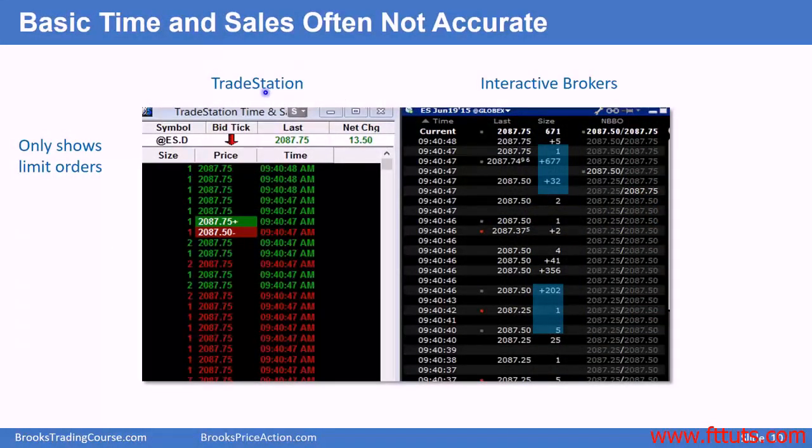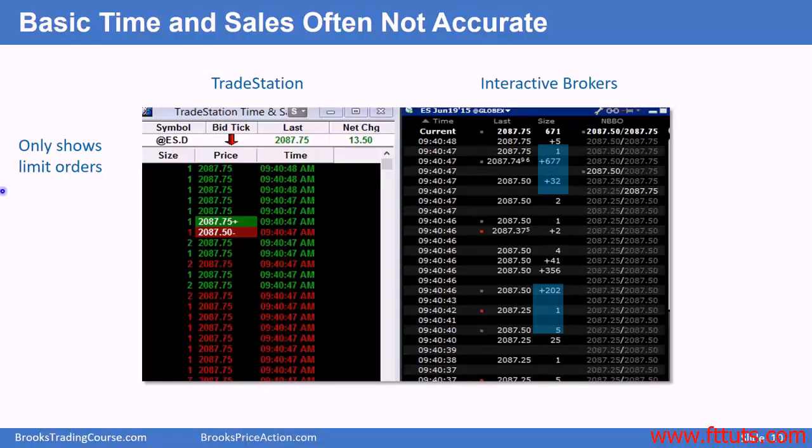Here's TradeStation, here's Interactive Brokers, and this is time and sales. And I'm showing this slide to make the point that time and sales, especially for a lot of brokers, certainly for TradeStation, is useless. So look at the size of these orders: 1 lot, 2 lot, 3 lot, 4 lot, and here are the times to the second, and you can see corresponding times over here. And look at the size of the orders here: 600 contracts, 32 contracts, 200 contracts.